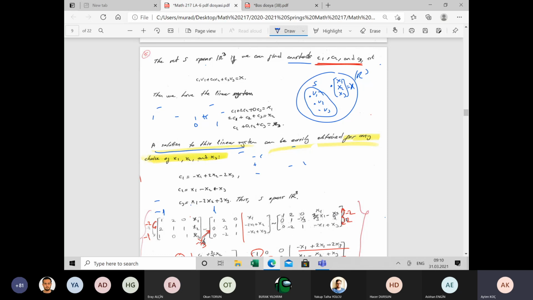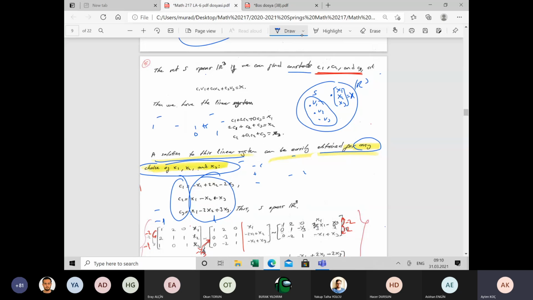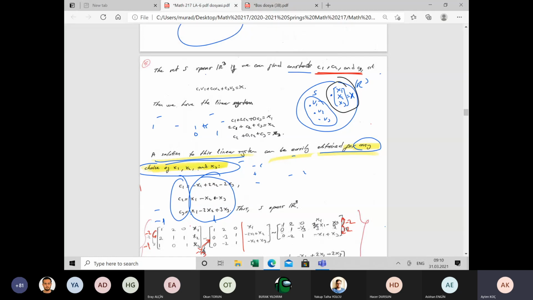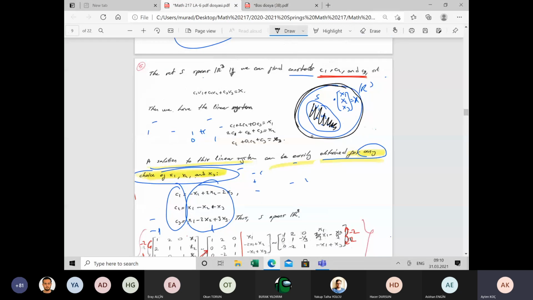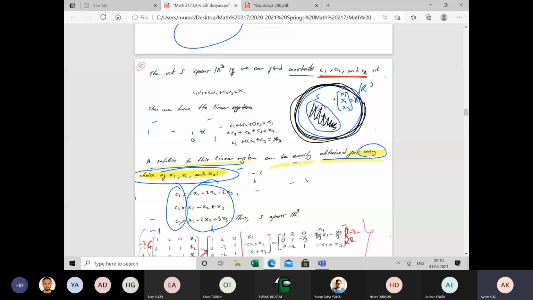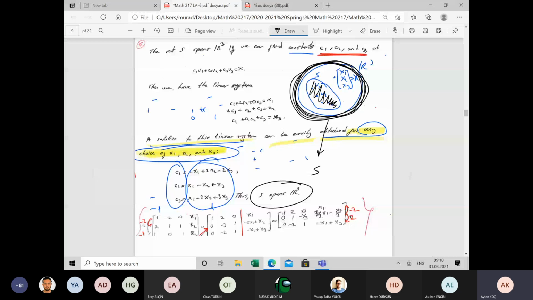can be easily obtained for any choice of x1, x2, x3 because the solution depends on x1, x2, x3. What are x1, x2, x3? Here they are the arbitrary vector. It's okay. So every vector is a linear combination of v1, v2, v3, and this set generates all the space, spans all R space. So we can say that S spans R cube. It's okay. R cube.